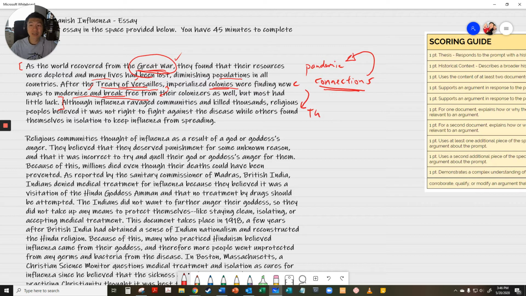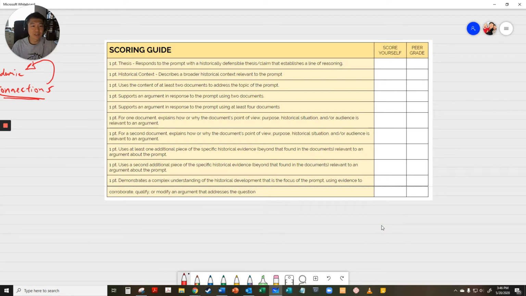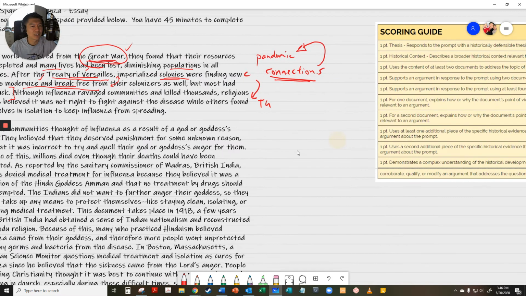So I'm going to move on, and I'm going to use the scoring guide right here. Okay, the grade here for historical context, I would generally say no in this case, but it depends on the score, depending on what the College Board decides. It's close, by the way. So don't feel bad about that.